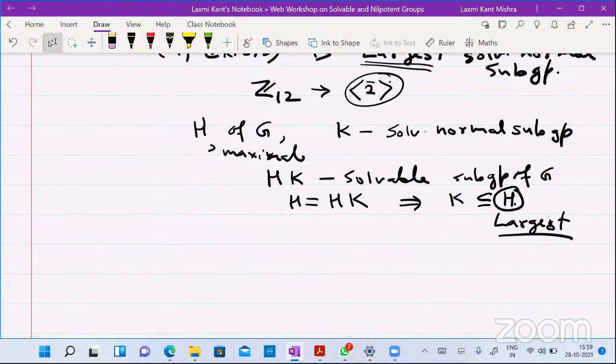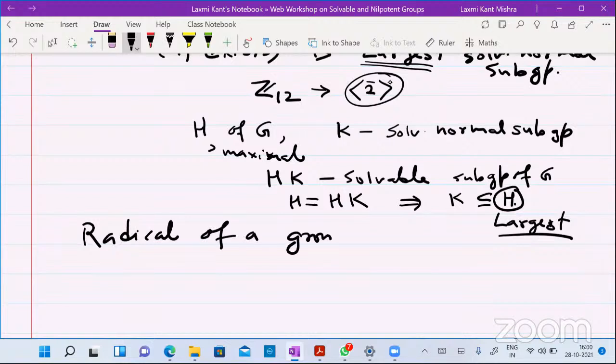So now I'm defining this one. What is the radical of a group? So a radical of a group.